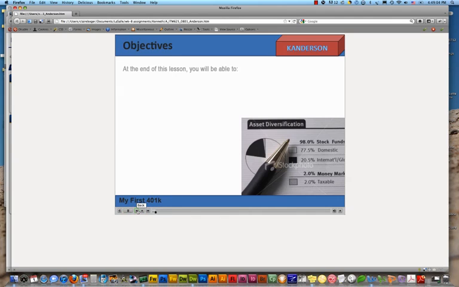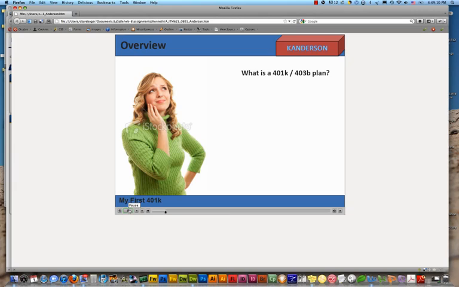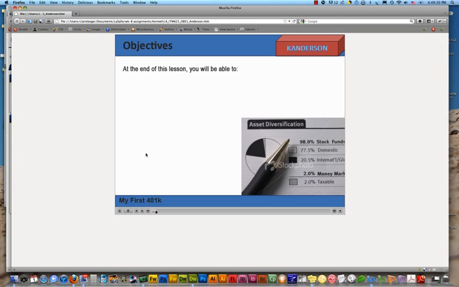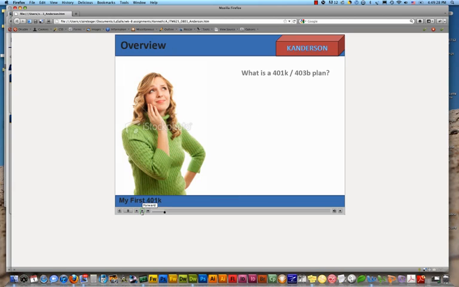Now, there's a disconnect between this objective screen and then we get right into 401ks. Okay, we're in an overview. What is a 401k, 403b? That's fine, but at the end of this lesson, what we might want to do is identify characteristics of the major investment categories. What are the major investment categories? Start there, and then go into the 401k.